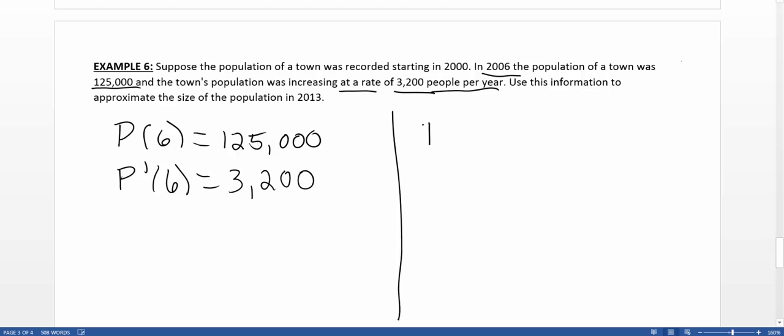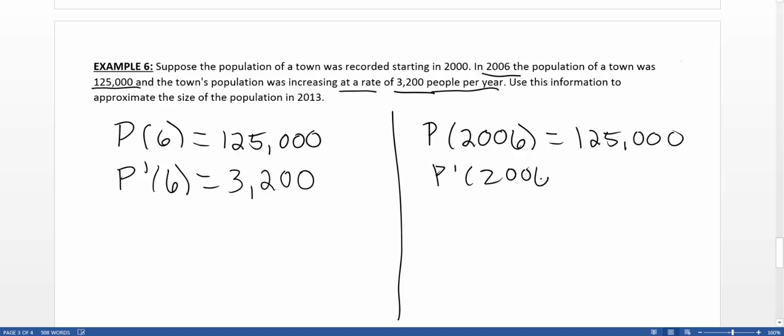Exactly the same, we could have done p of 2006. We could put the year right in because it doesn't tell us how we have to use our t. P of 2006 is 125,000. And p prime of 2006 is going to be 3,200. These are the same exact thing. I'm going to stick with the stuff on the left because I like to set time equal to 0 when I start measuring, but you could have done this either way.